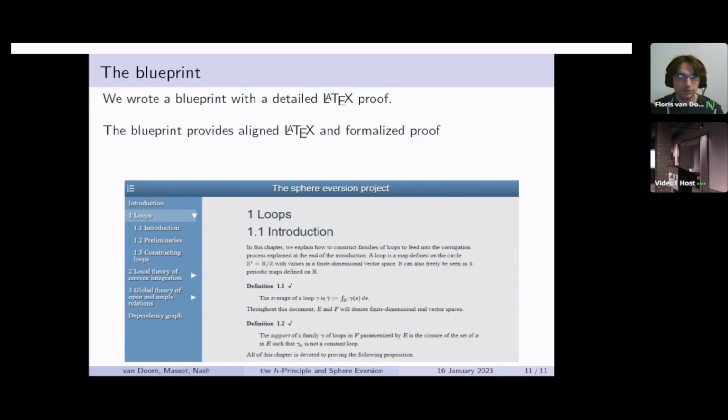And so now, after we finished the project, we have a blueprint with aligned LaTeX and formalized proofs, where each lemma statement and the proofs are aligned with each other. And the interesting thing is that for some of these lemmas, it's really tricky to exactly formulate the lemma right, so that it's strong enough to do the next step of the proof, but also that the lemma is actually true.